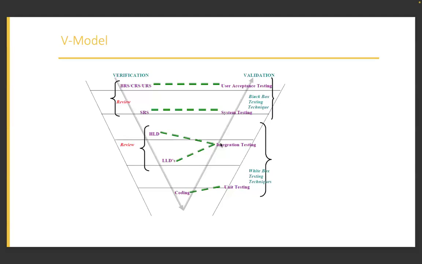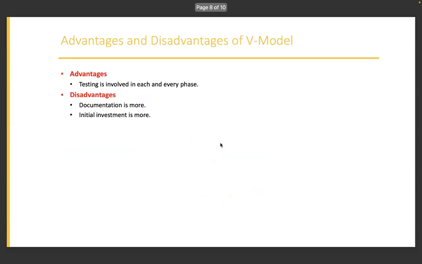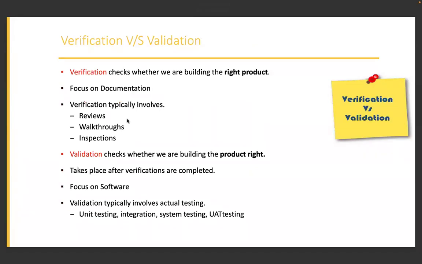Okay, next is, guys, what are the advantages over here? If you notice, testing is involved in each and every phase; the documentation is more, and the initial investment is more, guys. Now, what is verification versus validation? Verification is a process of checking whether we are building the right product or not. Validation checks whether we are building the product right or not. Verification focuses on documentation. Verification involves review, walkthrough, and inspection, guys. What is review, what is walkthrough, what is inspection? We'll talk about this in detail, guys.